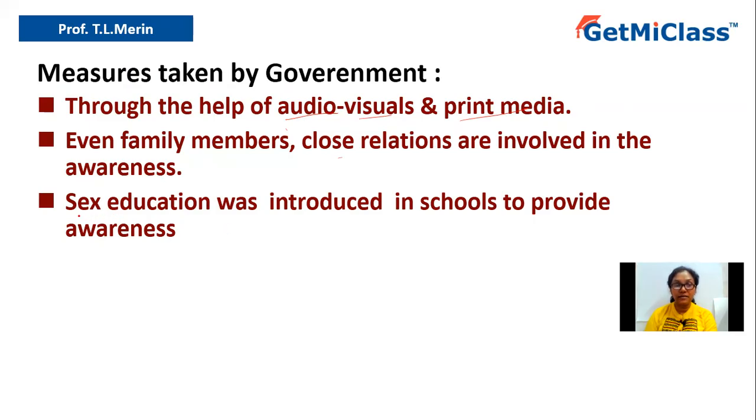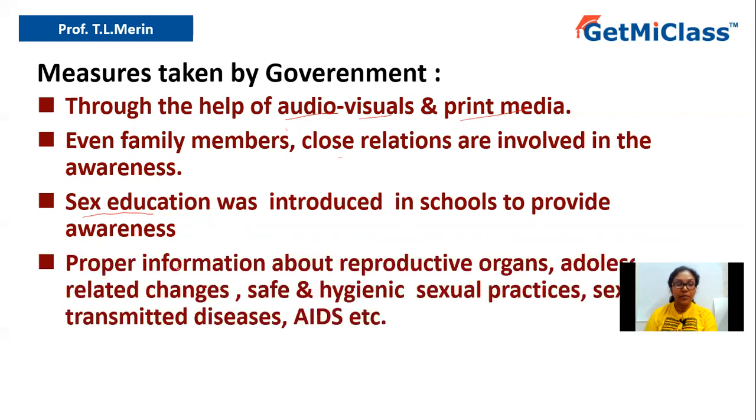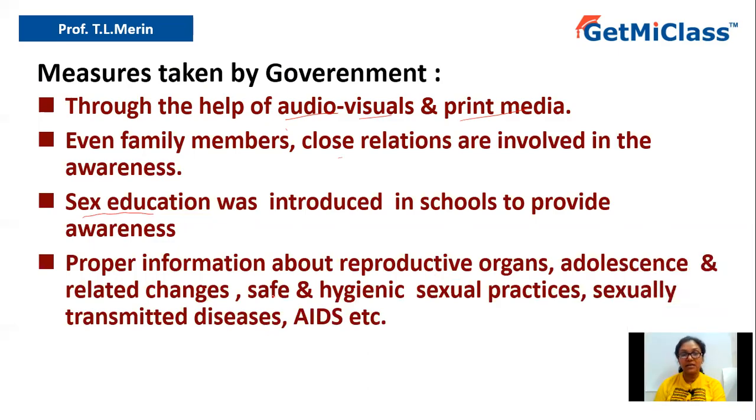See, what is the meaning of sex education? Sex education is related to your secondary developments. Like, in the case of a female child, when the child attains menarche for the first time, what is to be done? She should not panic. So many things are there to be considered. Then proper information about reproductive organs, adolescence and related changes, safe and hygienic sexual practices, sexually transmitted diseases, AIDS, etc. At adolescence, the children want to try out new things and they will be curious about their body changes, etc.